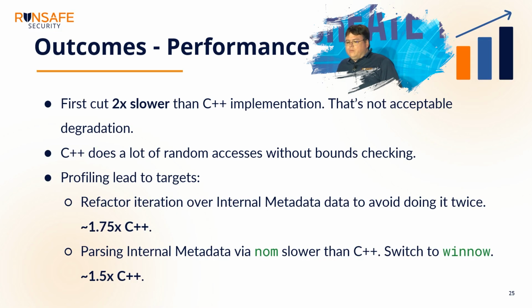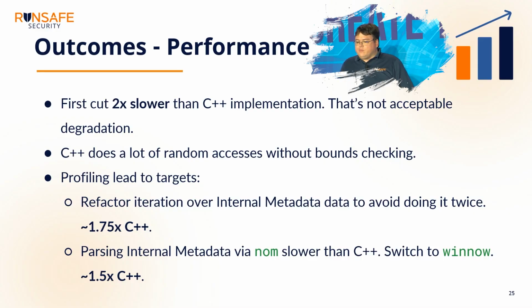So initially, we thought it was going to be mostly that C++ was doing a lot of random accesses that weren't being bounds checked, and that was introducing a lot of overhead. But profiling ended up leading us to a lot of targets that we would have otherwise not seen. And there were cases where refactoring here allowed us to iterate over some of our internal metadata just once instead of twice, which would have been a difficult refactor in the original C++ code base. There's a handful of other things that we fixed here, but that's the one I really wanted to highlight.